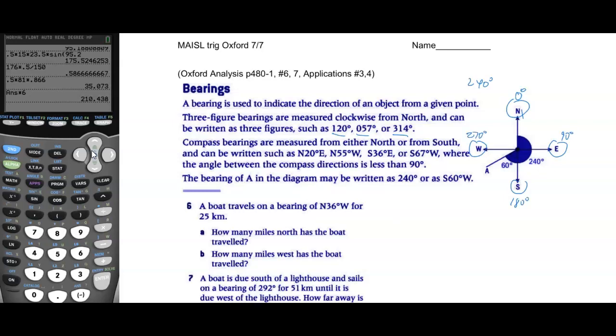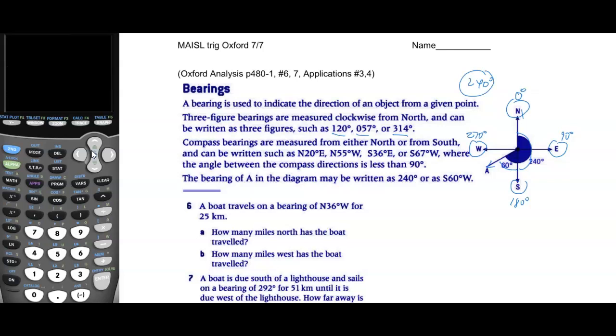So 240 degrees would be 180 degrees plus the difference, which is 60 degrees, so it would be pointing in this direction A here. That's a 240 degree bearing. Very compact. All you need to do is say 240 degrees and we already know that it's going in the southwest direction, at this direction here.